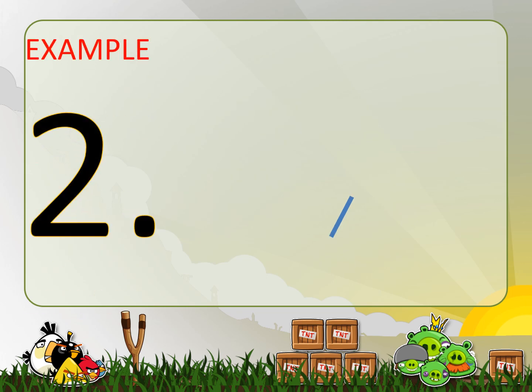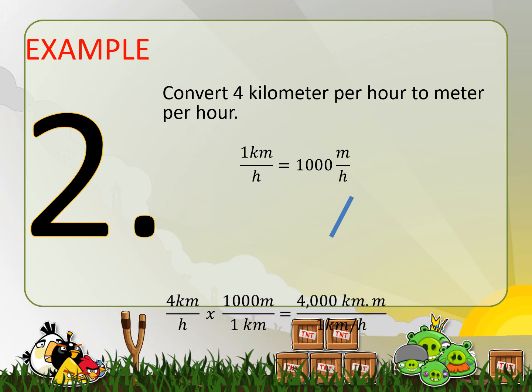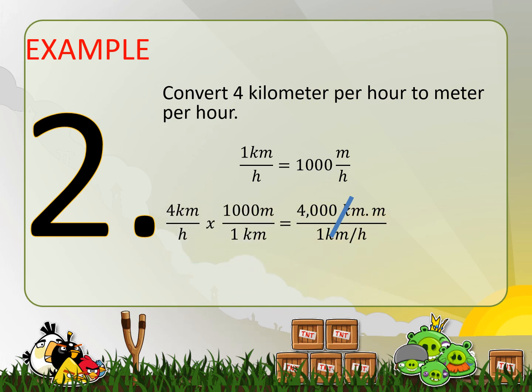Example number 2. Convert 4 km per hour to meters per hour. 1 kilometer per hour is equal to 1,000 meters per hour. 4 kilometers per hour times 1,000 meters over 1 kilometer is equal to 4,000 kilometer-meters over 1 kilometer per hour. Cancel similar units to have our desired unit, leading to our answer, 4,000 meters per hour.